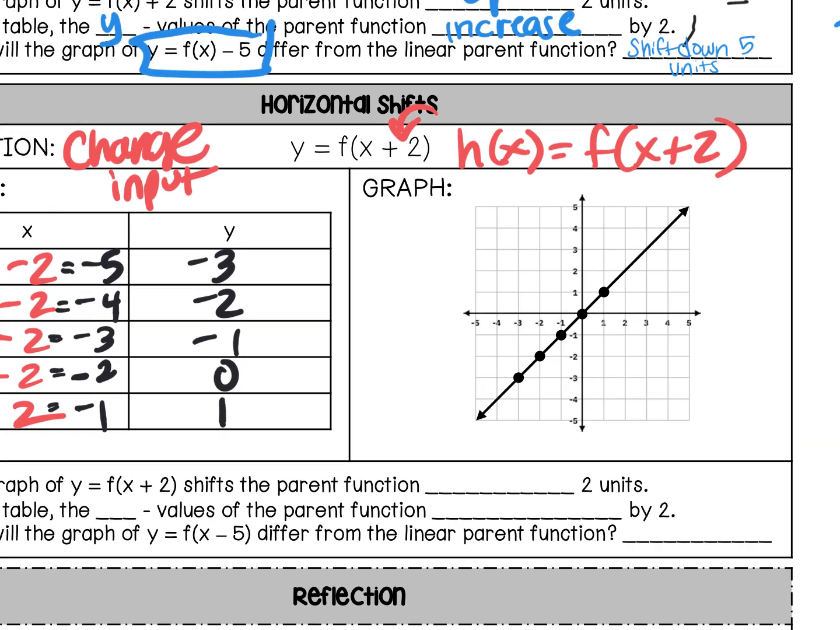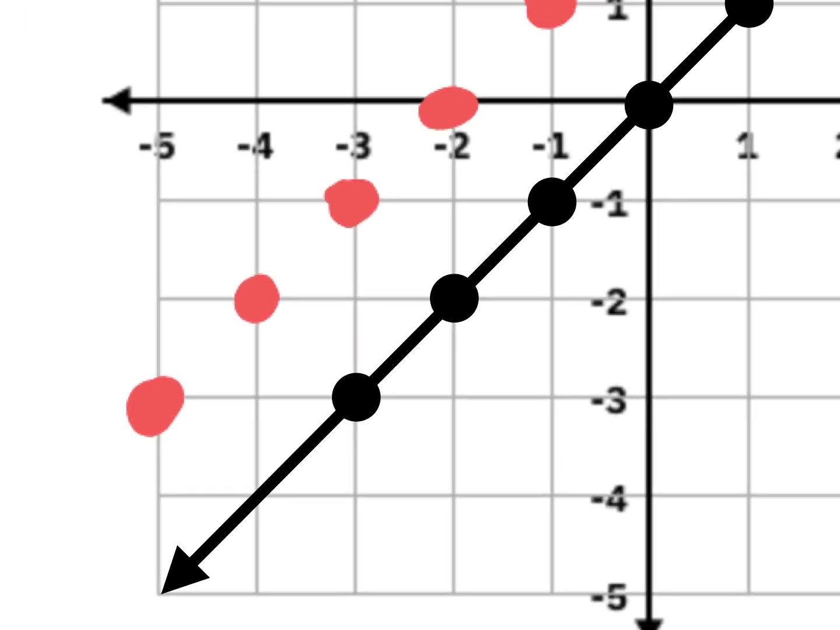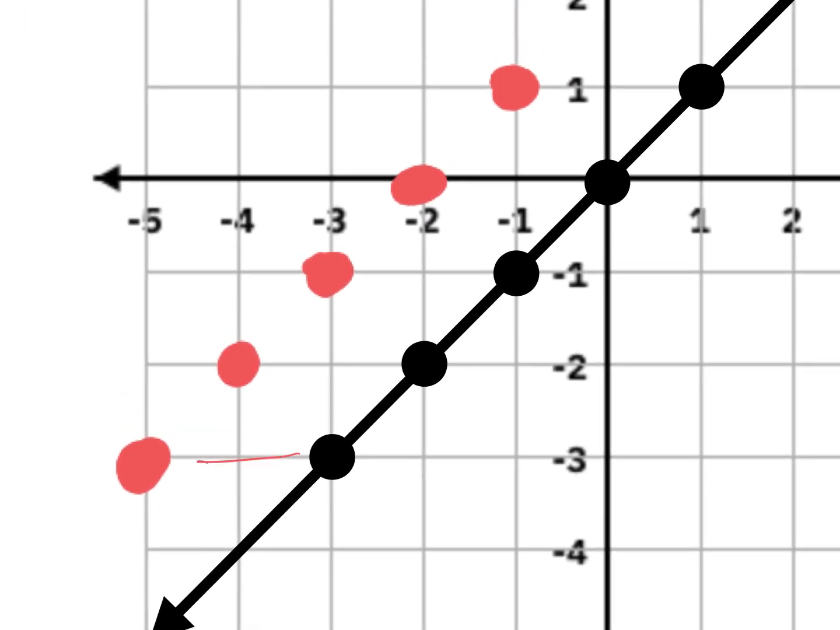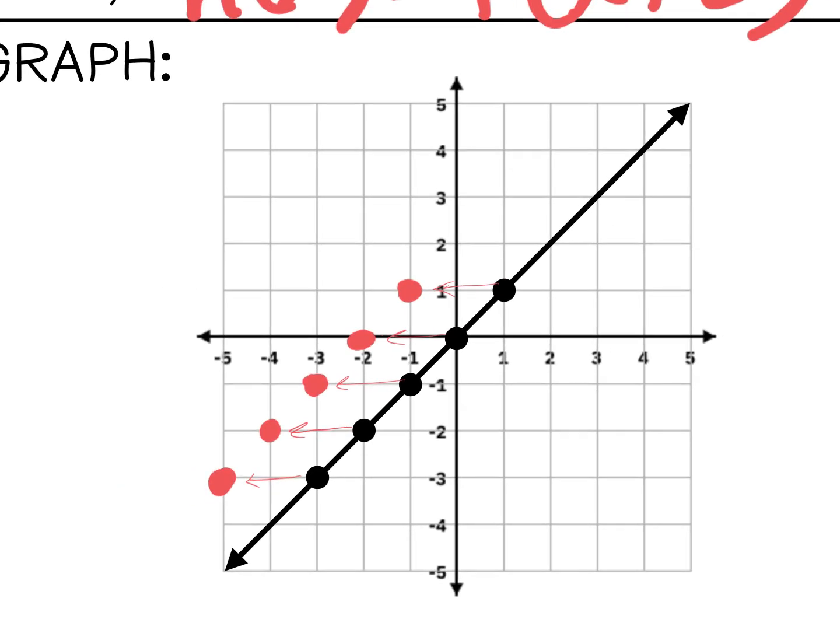-5, -3. So it's right here. -4, -2. -3, -1. -2, 0, -1, 1. If we zoom in, what do you notice is happening to the coordinates? In what direction? To the left. To the left, to the left.